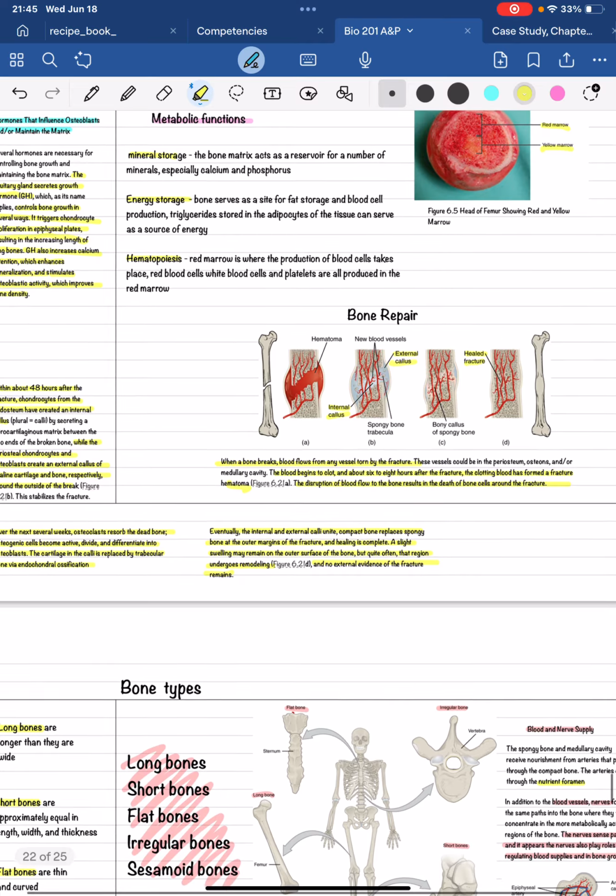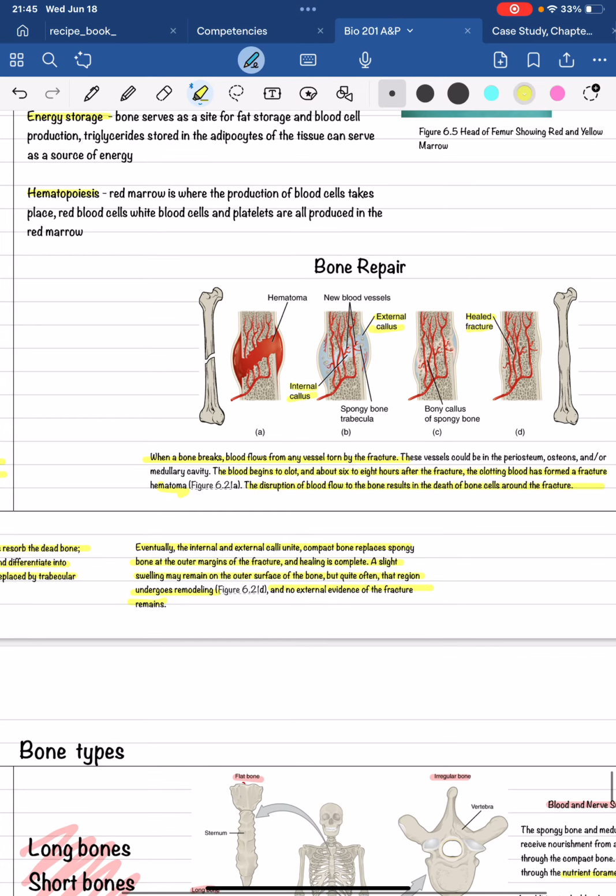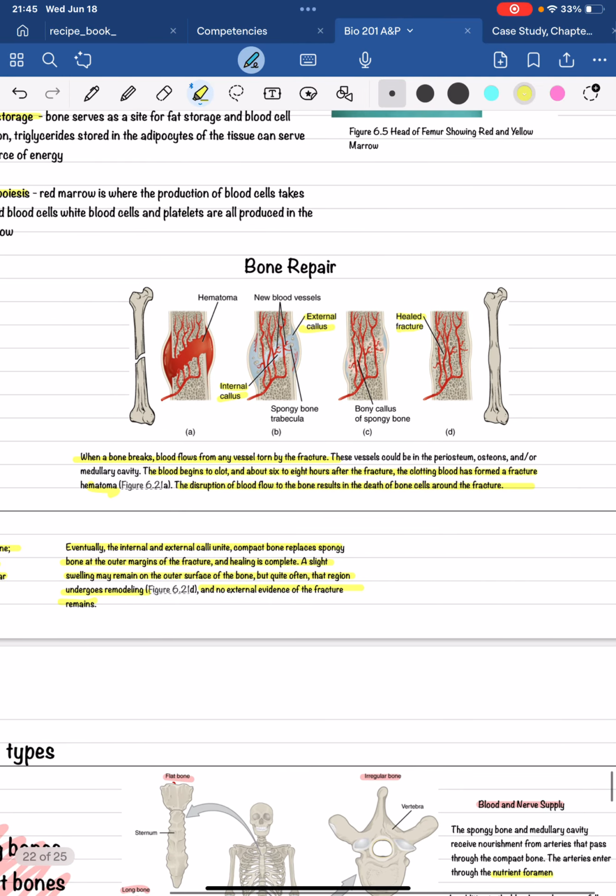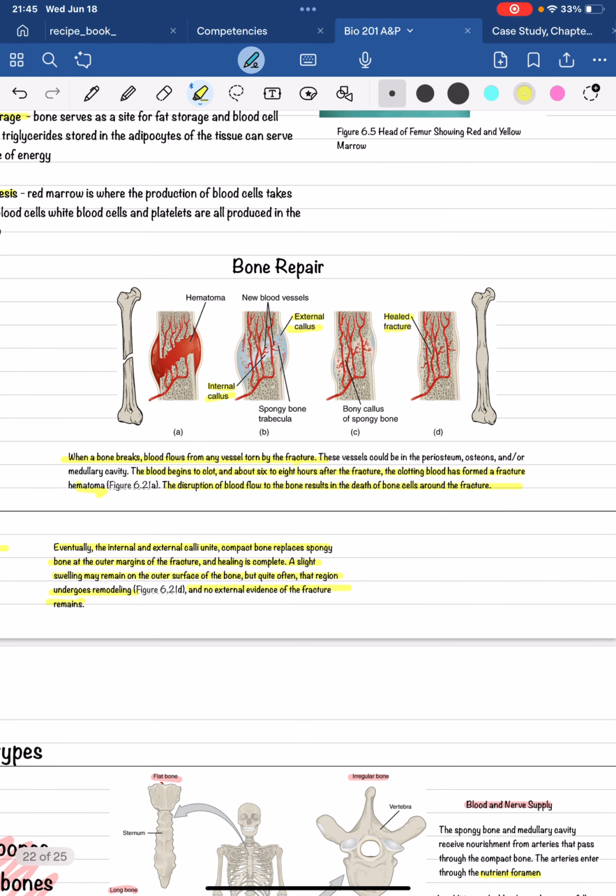Quick overview of bone repair. When a bone breaks, blood flows from any vessel torn by the fracture. The blood then begins to clot, and at about 6 to 8 hours after a fracture, the clotting has formed a fracture hematoma. The disruption of blood flow to the bone results in the death of bone cells around the fracture.